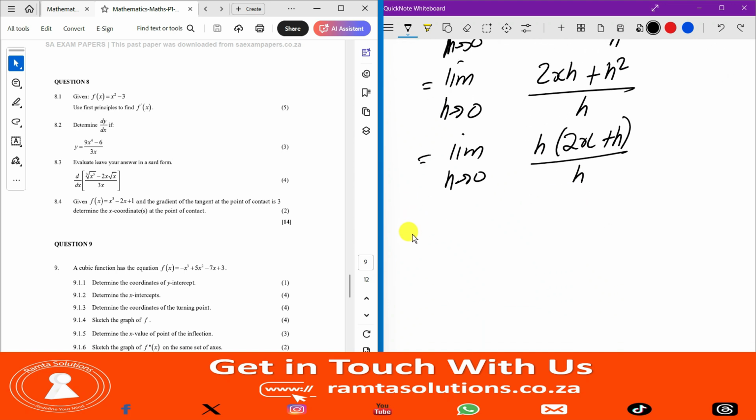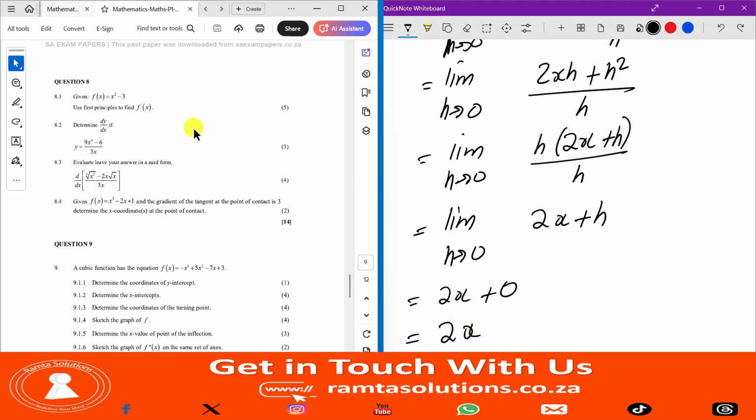Now we can see the h's are cancelling. All right, the h's are cancelling. We are left with 2x plus h. Now we can substitute the value of h. When we do, we drop the limit. So we have 2x plus 0. What is our answer? Our answer is simply 2x.